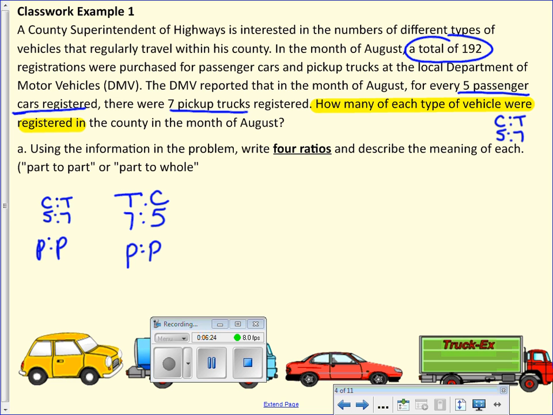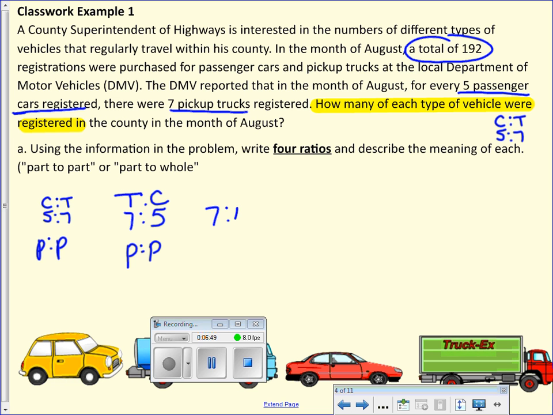And this is kind of confusing for me to explain. Think about it: of the 12 vehicles, there were 5 and 7. Not of the 192, there were 5 and 7. So do you see the difference? And this is actually going to become much more clear in the next part. So if you're still a little fuzzy, that's okay. I promise I'm going to explain it in about 2 minutes.